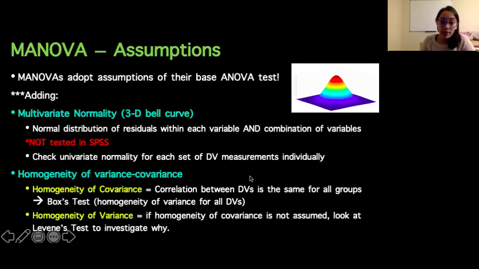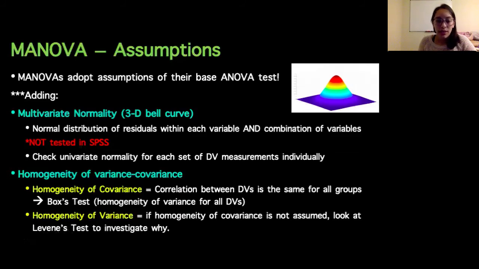Again, you don't need to know how to analyze this, but typically if homogeneity of covariance is violated, that means that one of the independent variables has violated the homogeneity of variance assumption. So typically you can look at Levene's test to correct for violations of the covariance, but in general for you guys, all you need to know is that MANOVAs adopt the same assumptions as their base ANOVA test, and you just add multivariate normality and homogeneity of variance-covariance, period. That's it, okay?